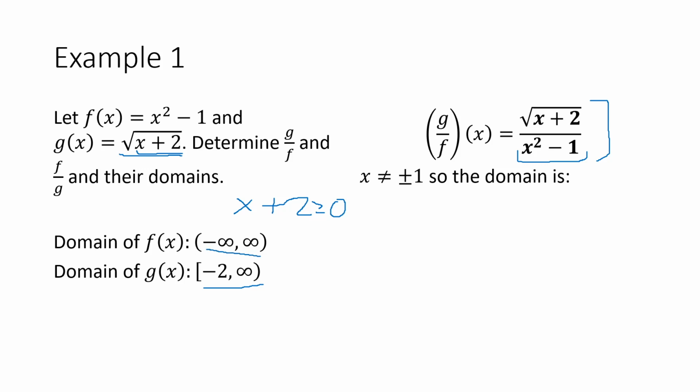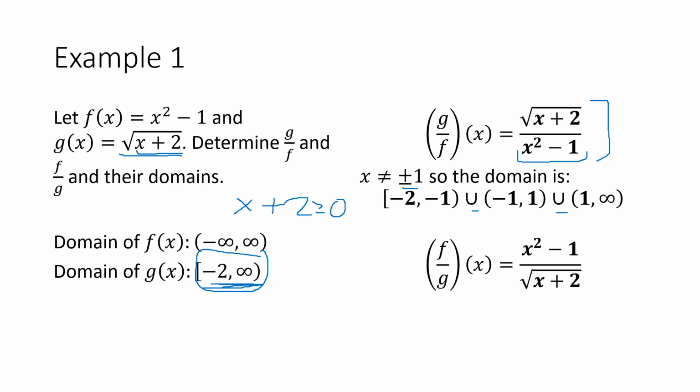And remember, we've already got a restricted domain from the radical function as well. So we need to start with the interval at negative 2 inclusive, but we can't go straight to infinity there. We have to exclude negative 1 and 1. So we end up with three interval pieces: negative 2 to negative 1, skipping over negative 1, up to positive 1, skipping over positive 1, and then going the rest of the way to infinity.